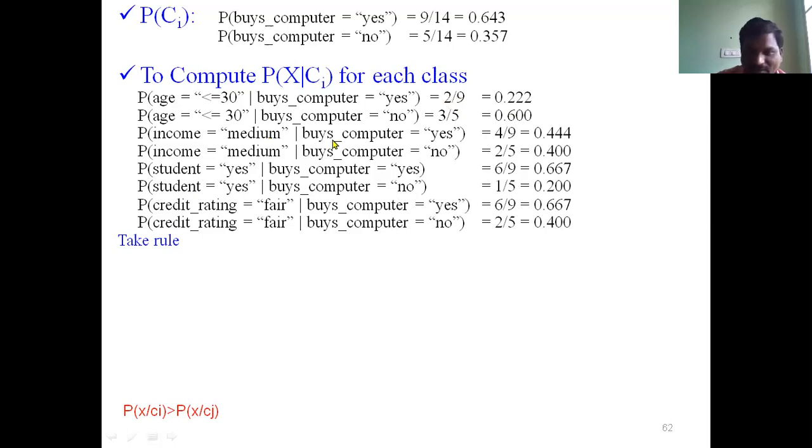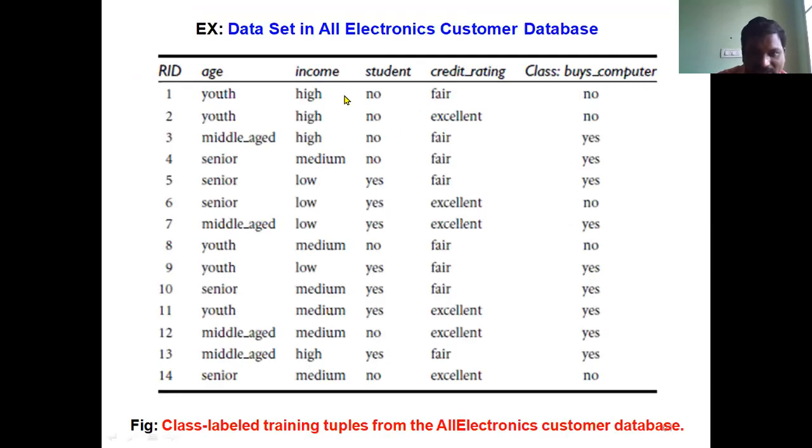Income equal to medium and buys computer yes. Take income equal to medium. Here is the income value, medium. How many mediums are there? 1, 2, 3, 4, 5, 6. 6 mediums are there. Here, income equal to medium, yes equal to 1. Income equal to medium, how many yes are there? 1, 2, 3, 4, only 4.